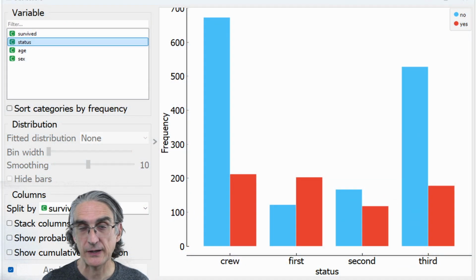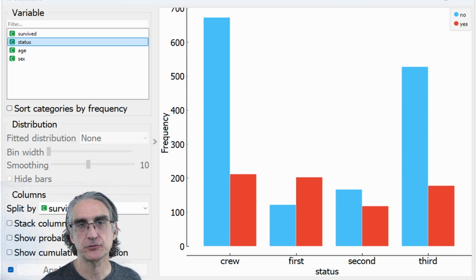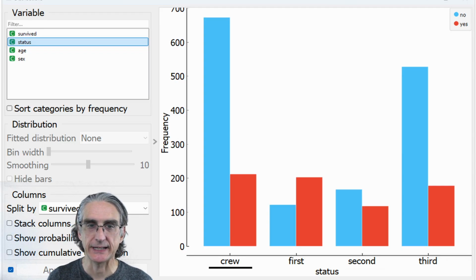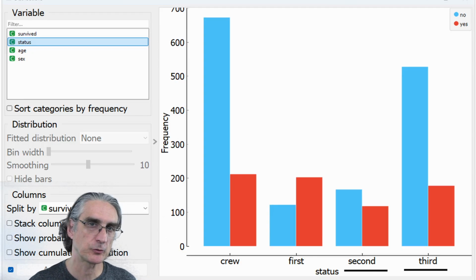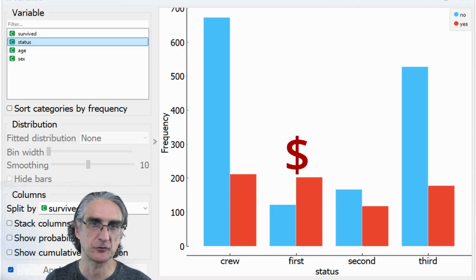Now, here's a breakdown of survival by status. Red is survived, while blue is perished in the event. So note, we can see that most of the crew actually died on that day. Second class and third class, again, most of those folks perished. First class, however, most of first class actually survived.